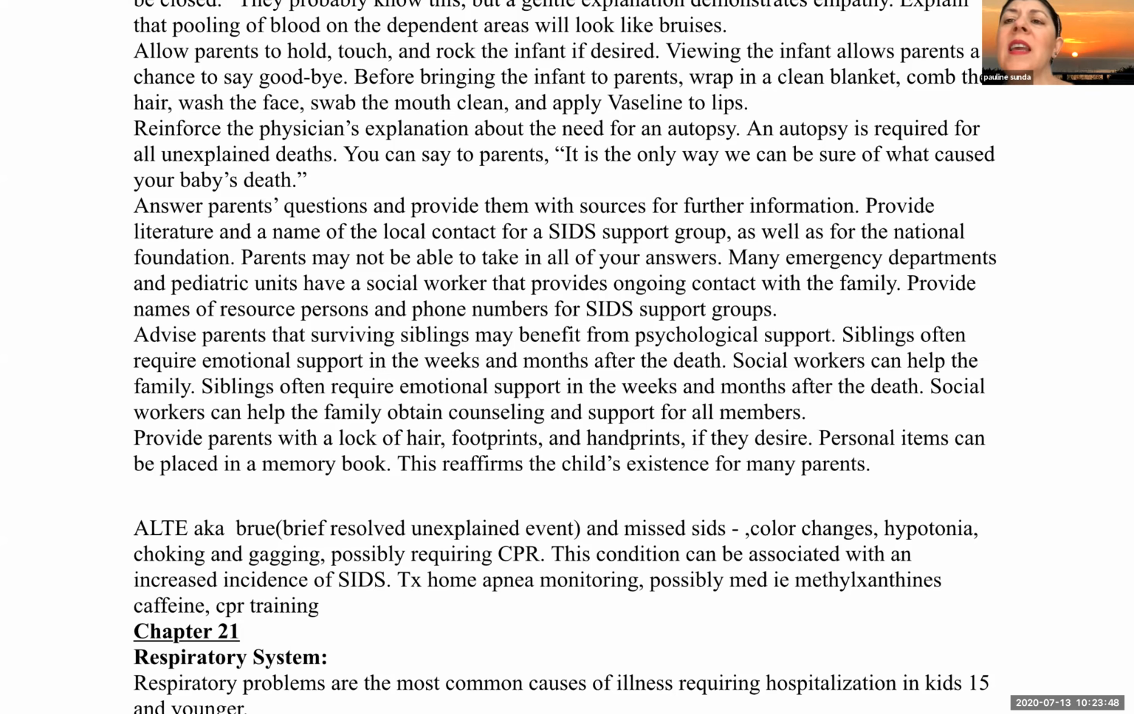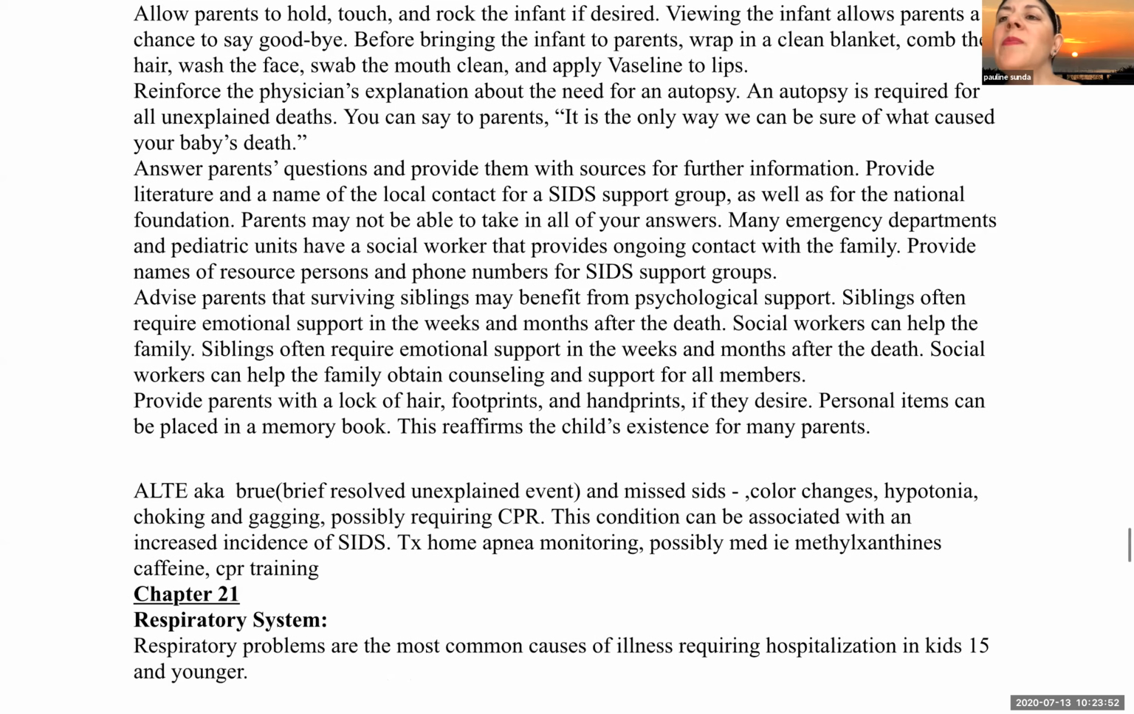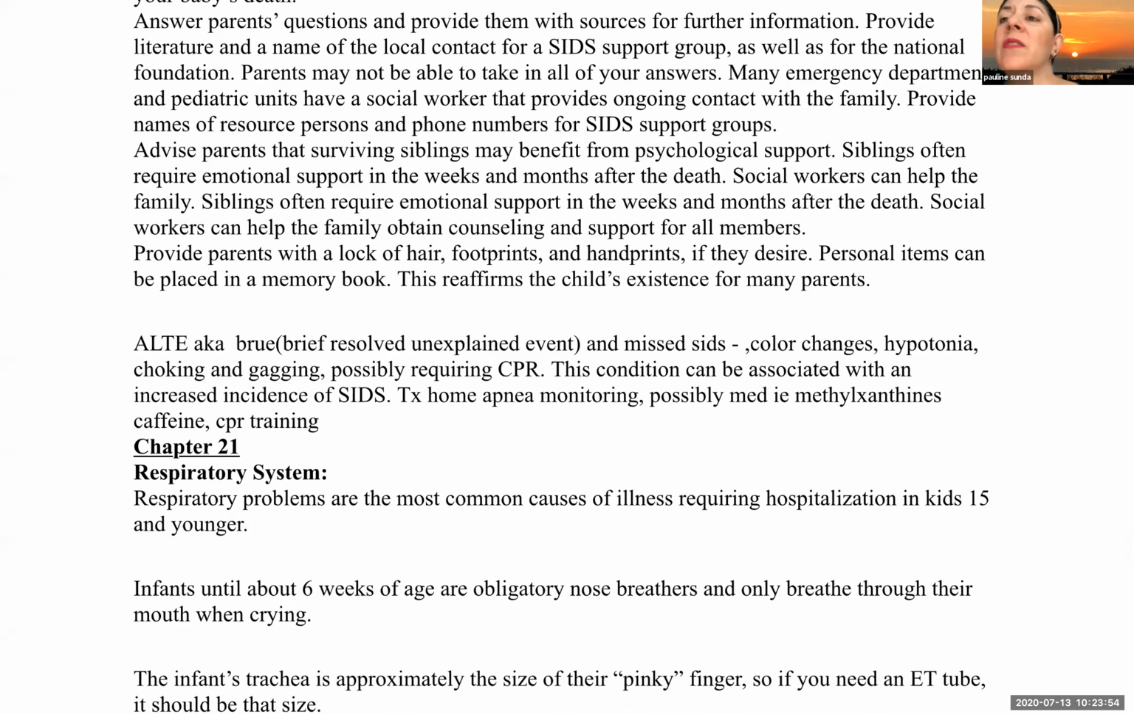Provide literature and a name of the local contact for a SIDS support group. Parents may not be able to take in all of your answers at that time, so make sure that they have resources for future use. Many emergency departments and pediatric units have a social worker that will provide ongoing contact with the family. Provide names of resource persons and phone numbers for SIDS support groups.